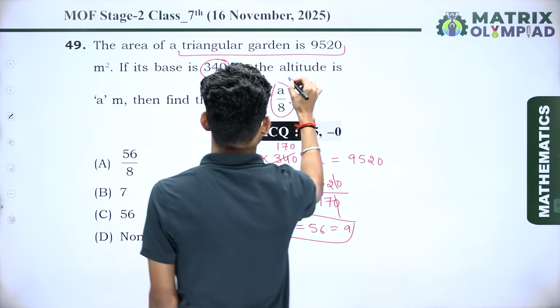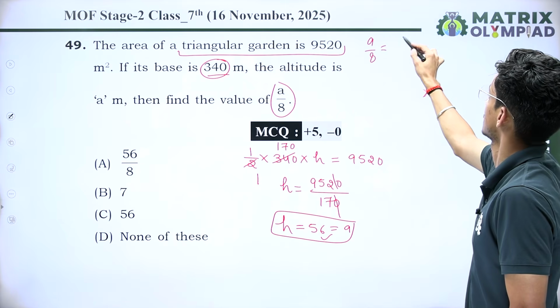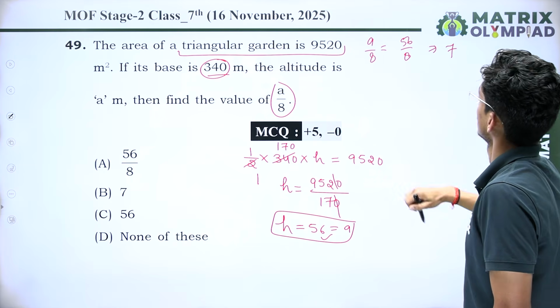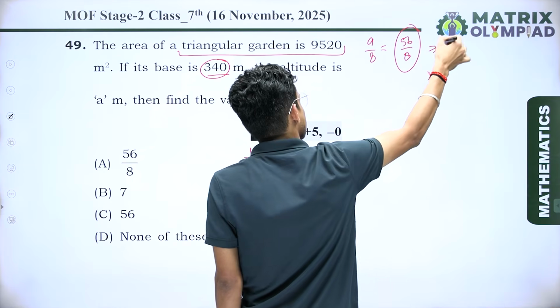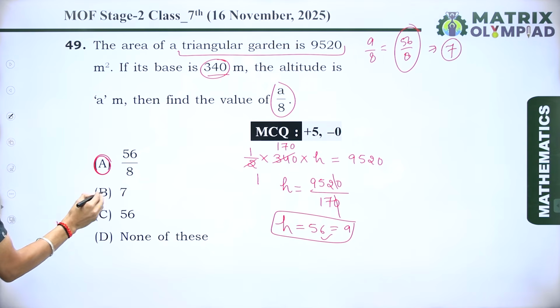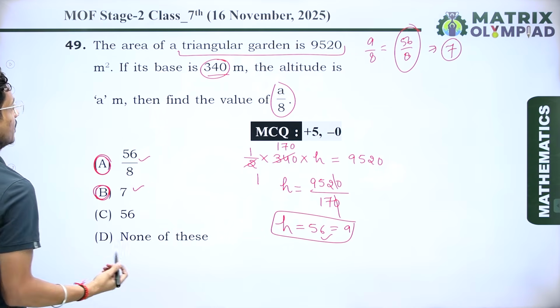Okay, and we have to find A upon 8. So A upon 8 means the value of A here we get, that is 56 upon 8. When we simplify it, we get 7. So 56 upon 8 is the correct answer, and 7 is also the correct answer. So 56 upon 8, option number A is correct, and 7, option number B is also correct. So for this question, A and B are the correct answers.